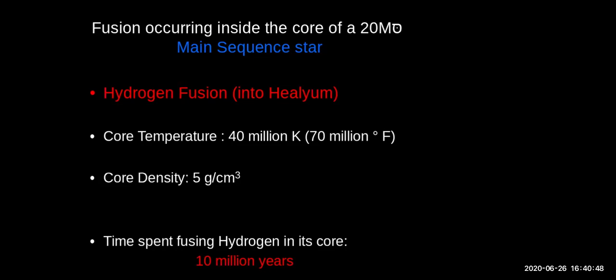There has to be a lot of radiation pressure from gamma rays. The fusion reaction has to go through very quickly. You have to have very high, intense fusion in order to keep the star up.